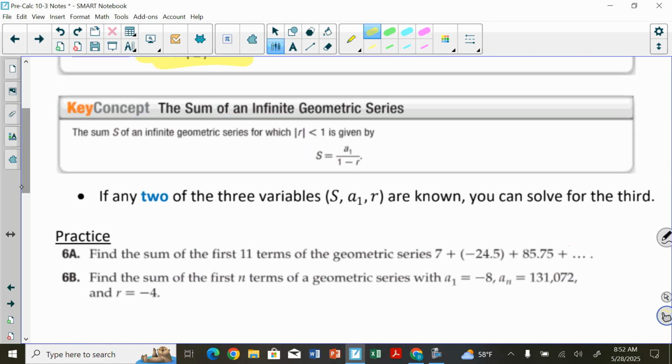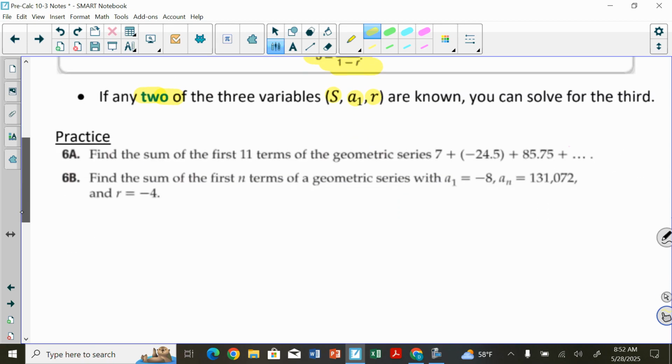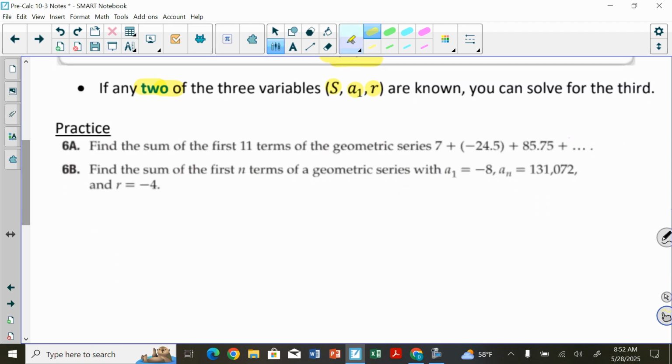Okay. Sum of the infinite geometric series. If we have an infinite one, we would use this formula here. So we kind of got three different formulas. If we have any two of the three variables, being S, a sub 1, and r, if any two of those are known, you can always solve for the third. Okay, so we've got lots of examples to go through. Let's get to it. All right, first one here.